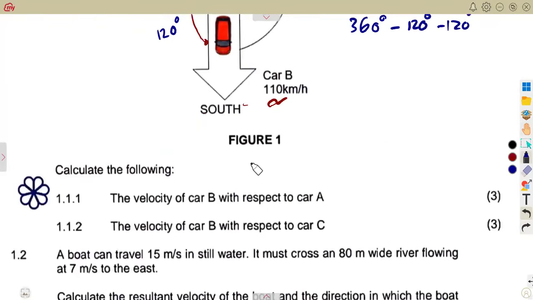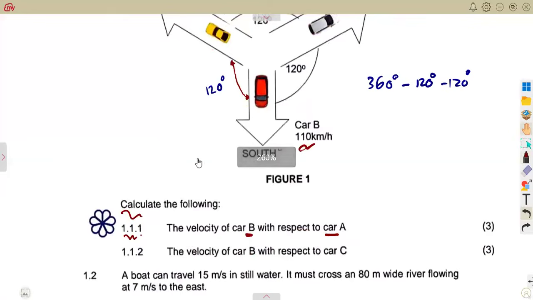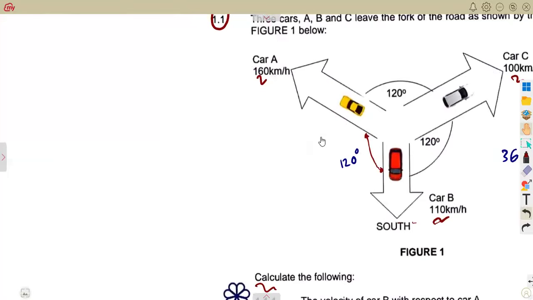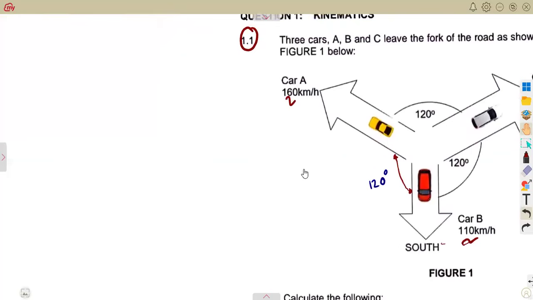Let's consider our question. In this case, you wanted to calculate the following: 1.1.1, the velocity of car B with respect to car A. So take note, we are working with the B with respect to A. I'm not going to change the concept that I used in the introduction so that we use the same concept in answering this part, unless you have another way. There are so many ways, like I said before, of answering these typical questions. But I want us to consider the introduction part that I talked about so that we work with the same concept.